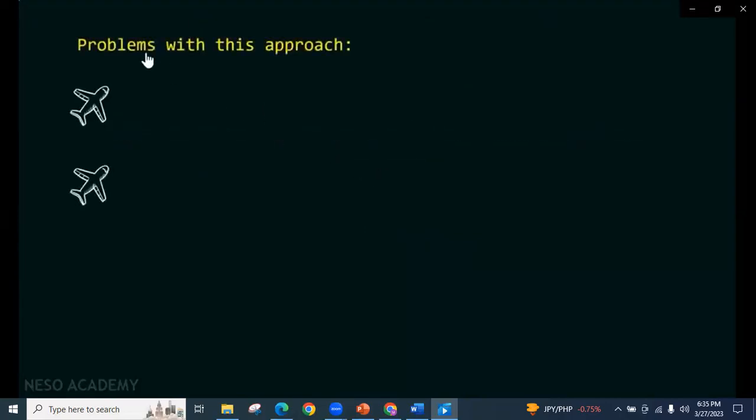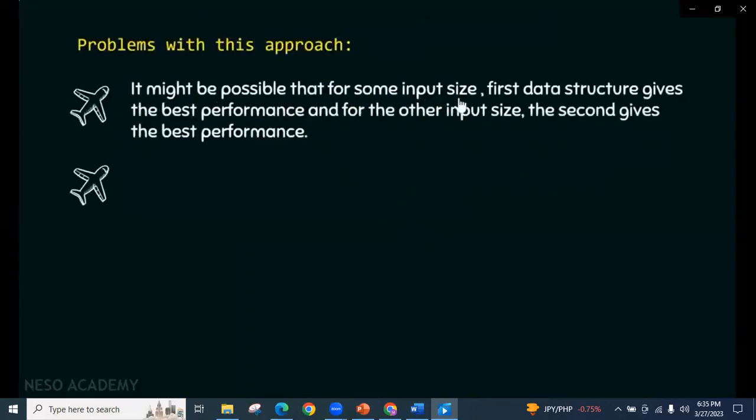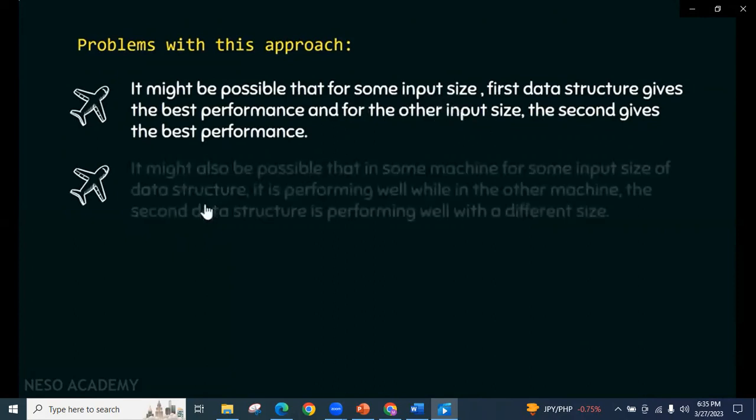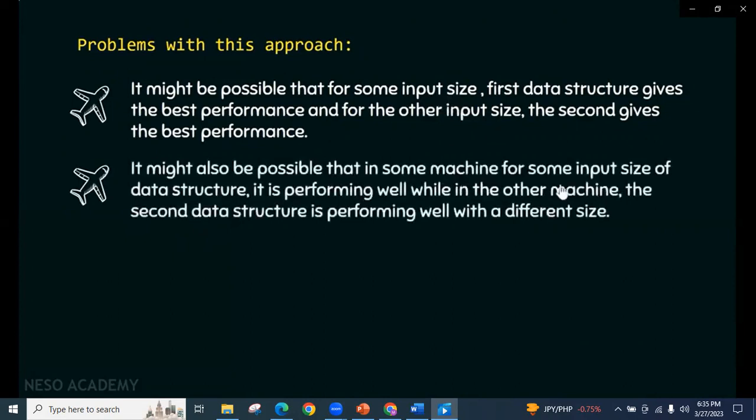But you know that there are some problems with this approach. It might be possible that for some input size, the first data structure gives the best performance, and for another input size, the second gives the best performance. There's no way to know that basically. And it might also be possible that in some machine, your first data structure is giving the best performance, while in another machine, the other data structure is giving the best performance.